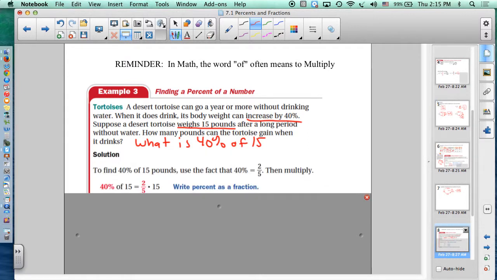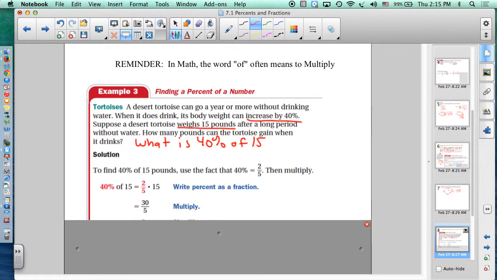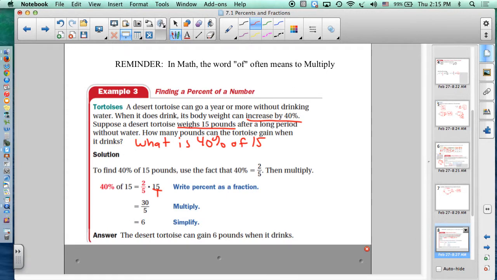So in this case, 40% would be 4 out of 10, which would reduce to 2/5. So we're taking 2/5 of 15, that would be times 15, and we multiply that just like we would multiply any other set of fractions. You can either multiply to get 30 over 5, or we could have reduced first, the 5 and the 15. Either way, we're going to reduce to an answer of 6. So that 15-pound desert tortoise can gain up to 6 pounds when it drinks.